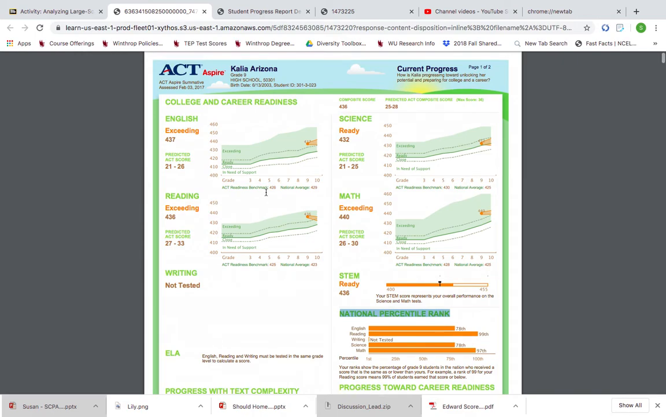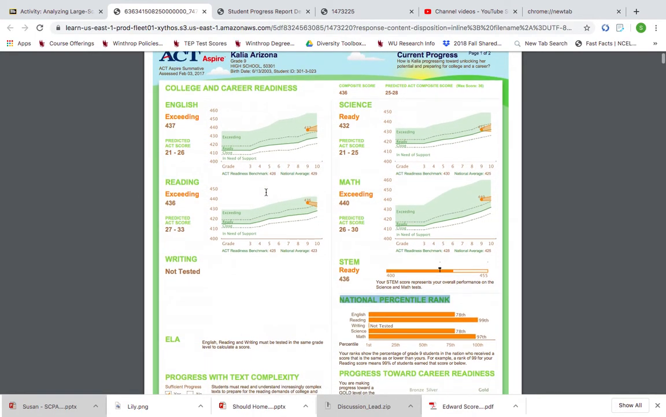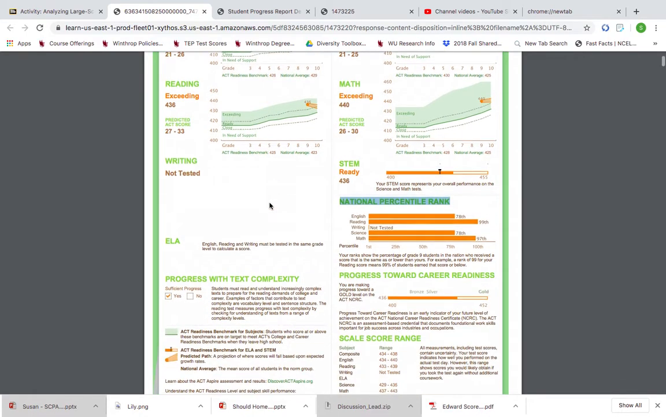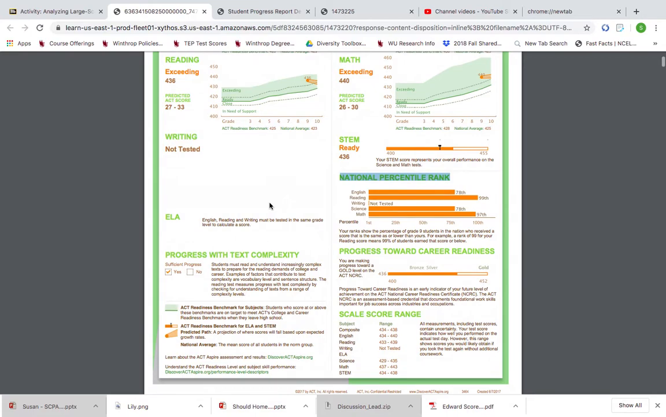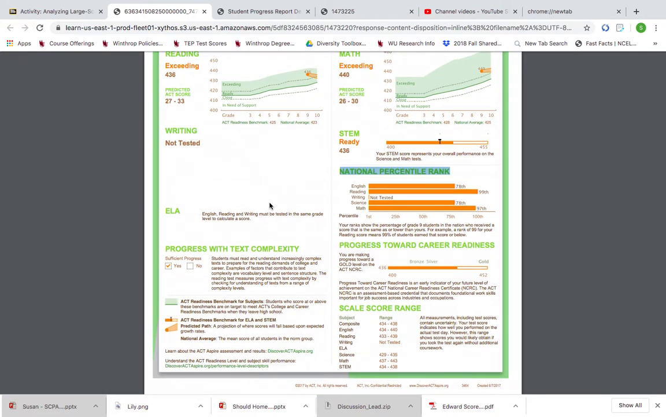So something to keep in mind in this case is no test is perfect, right? But it is important to notice that unless different situations were happening, i.e. she studied a lot differently, her score is not really going to change that much. So this is the scale score range, right? Look at this. This is purely about reliability. All measurements, including test scores, contain uncertainty. Your test score indicates how well you performed on the actual test day. This range shows you this is what you would likely get if you were to take the test again. So somewhere between a 434 and 438.